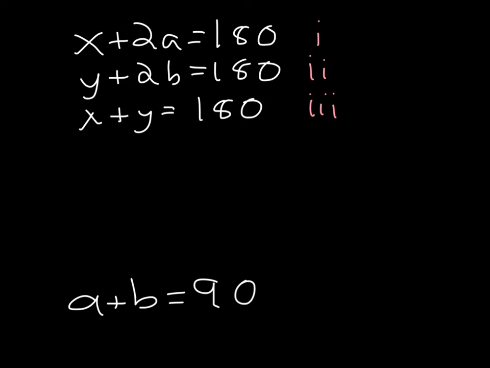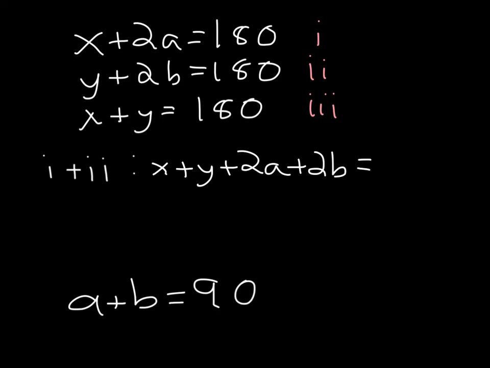Remember, if we have two equations and we add them together, we get another equation. So let's do that. Let's add equation 1 plus equation 2. All right, so that gives us X plus Y plus 2A plus 2B. That's the left-hand side. And now let's add the right-hand side. We have 180 plus 180 is 360.